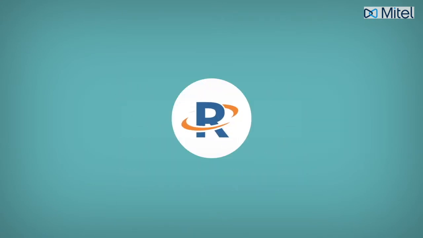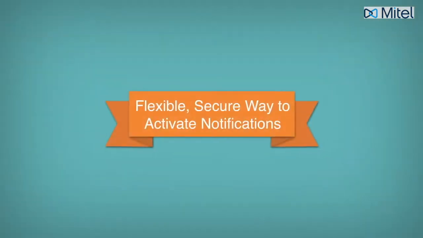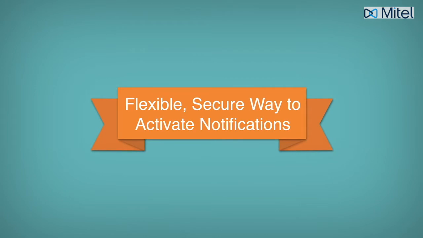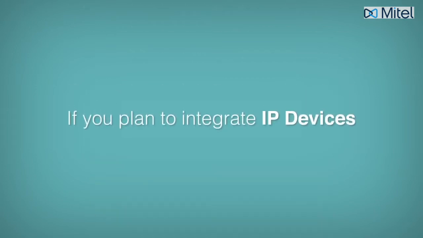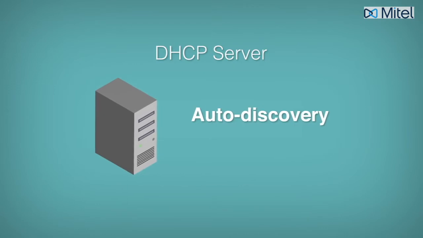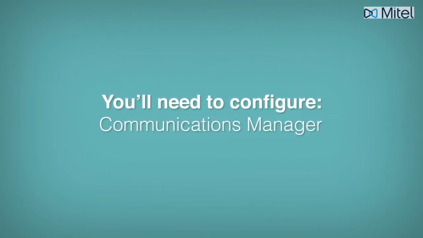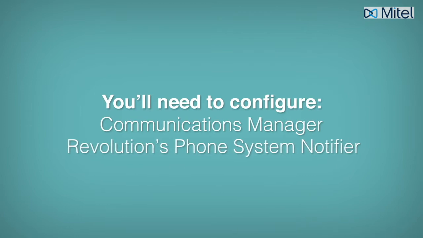Customers commonly use Revolution to unify disparate IP communication systems and provide a flexible, secure way to activate notifications. If you plan to integrate IP devices such as IP speakers, GPIOs, sensors, or paging relays, you'll need to configure your DHCP server to support auto-discovery so they automatically register with Revolution. If you plan to integrate your phone system, you'll need to configure your Communications Manager and Revolution's phone system notifier so that supported IP phones can register with Revolution.